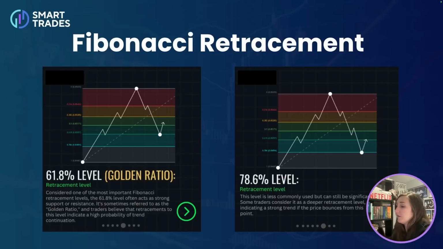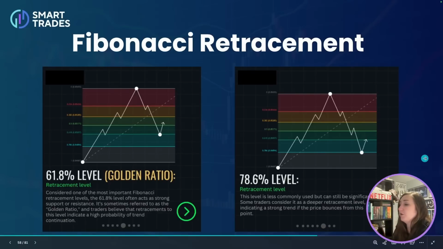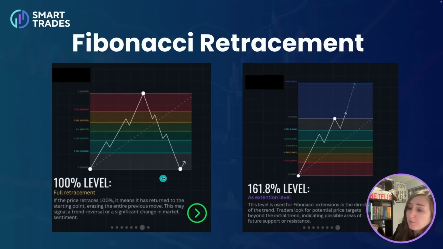Now, the 78.6 level is less commonly used, but can still be significant. A lot of traders consider it a deeper retracement level, indicating a strong trend if the price bounces from this point. However, sometimes it only bounces a couple of fib lines up and then retraces lower, making a lower high here and then a lower low for a complete reversal. Now we have the 100% level, or where we originally drew from. If the price retraces 100%, it means it has returned to the starting point, erasing the entire previous move. This may signal a trend reversal or a significant change in market sentiment.